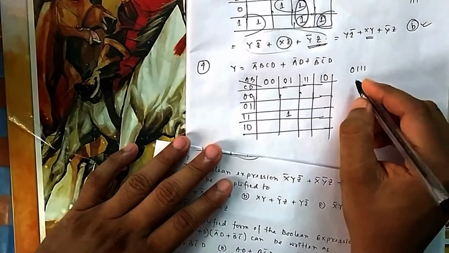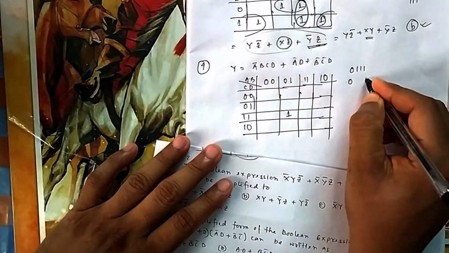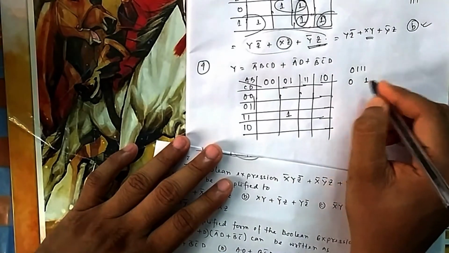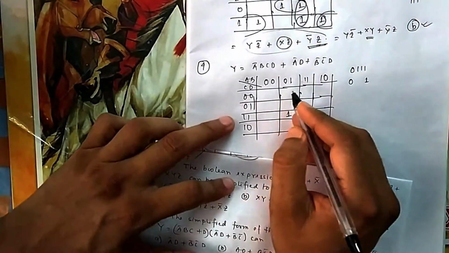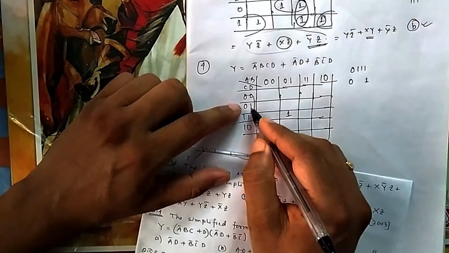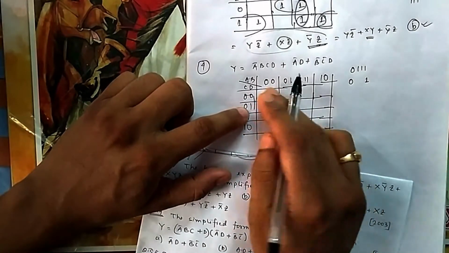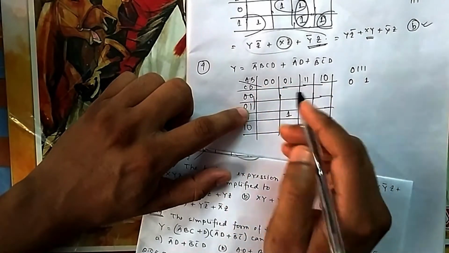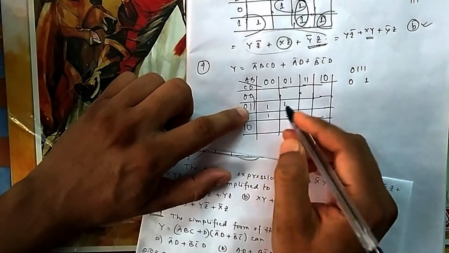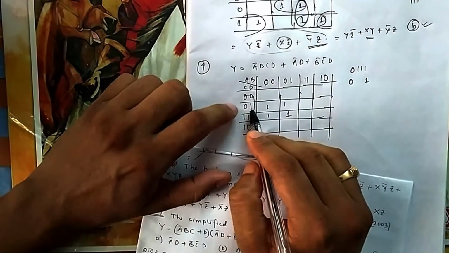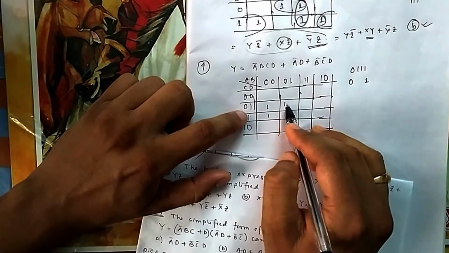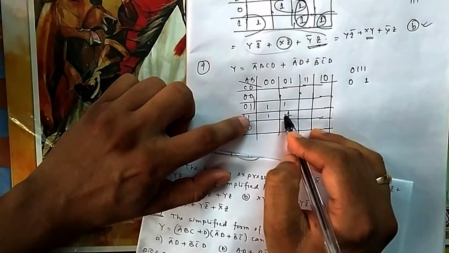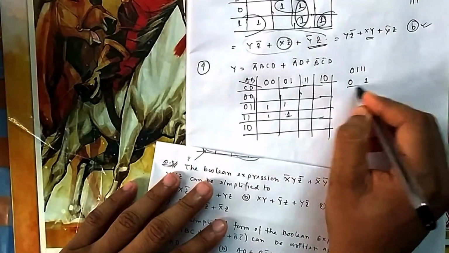A bar D means the first one you know is 0, the last one you know is 1, and inside that can be anything. So A is 0 and D should be 1. So D is 1 here, these 2 rows, and A is 0 here also. So all these 4 can be taken, because you can see A 0 D 1, A 0 D 1, A 0 D 1, A 0 D 1. So this is your second one.